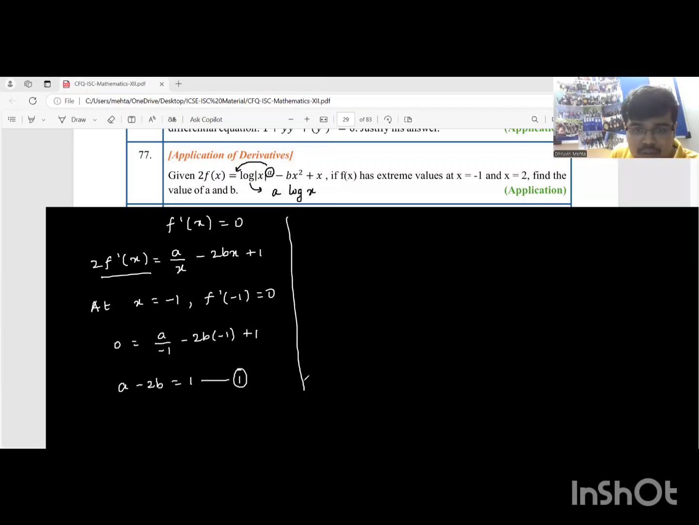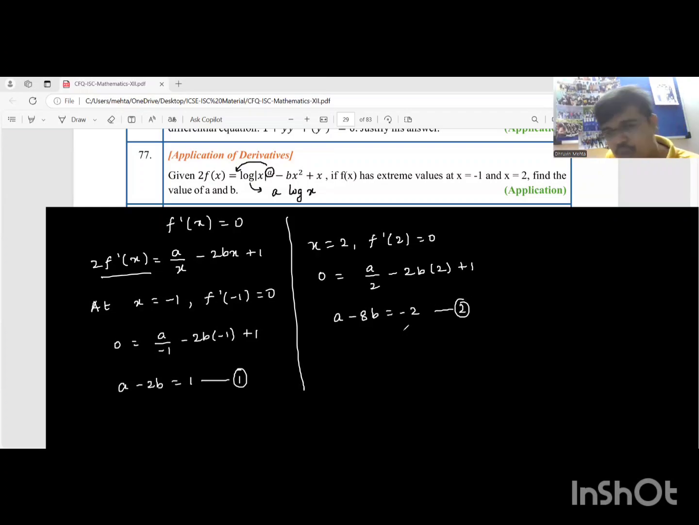Once you get that, students, we'll have to do the same thing with x equal to 2. So it's going to be 2 times, when x is 2, f dash 2 is 0. So on the left, we'll again have 0. 0 is equal to a by 2 minus 2b into 2 and plus 1. So when you solve this equation, students, you will get a minus 8b is equal to -2. I leave the solving part up to you. I'm sure you can manage the simultaneous part. You'll get a and b from here.